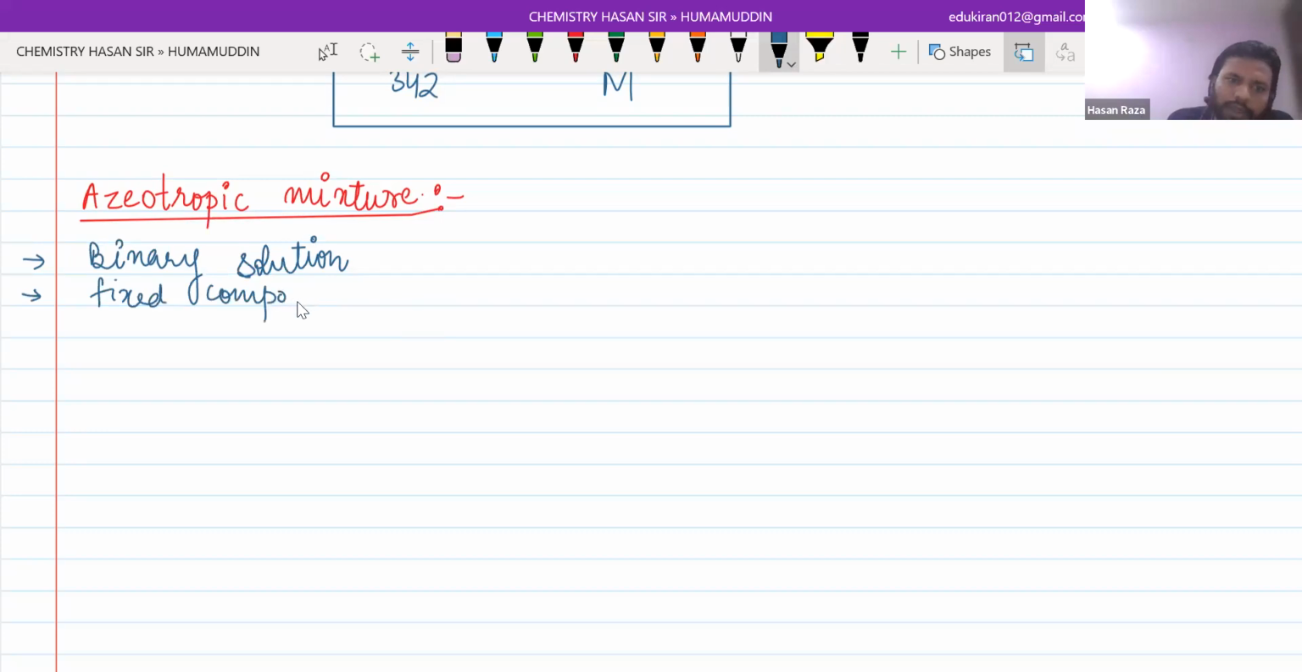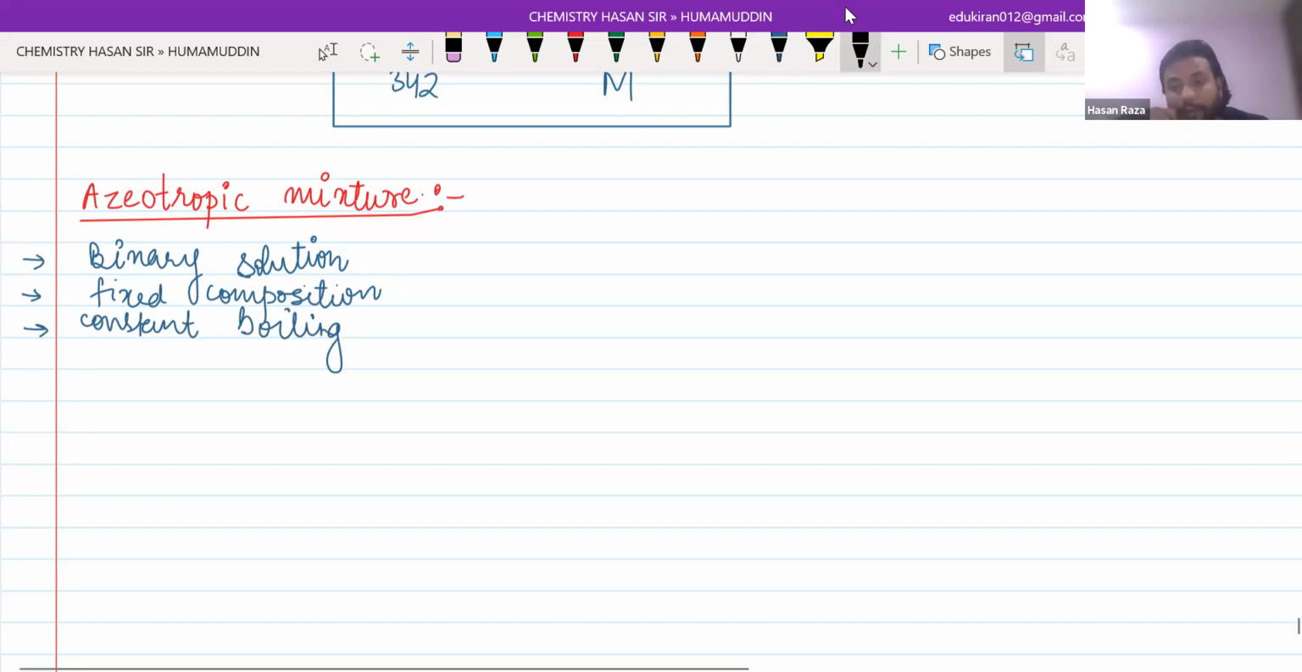That means basically to make an azeotropic mixture, it is not that you are going to mix the solute and solvent in any proportion and you will get an azeotropic mixture. There is a fixed proportion or fixed composition and you will be getting an azeotropic mixture. Now the third is basically constant boiling point.